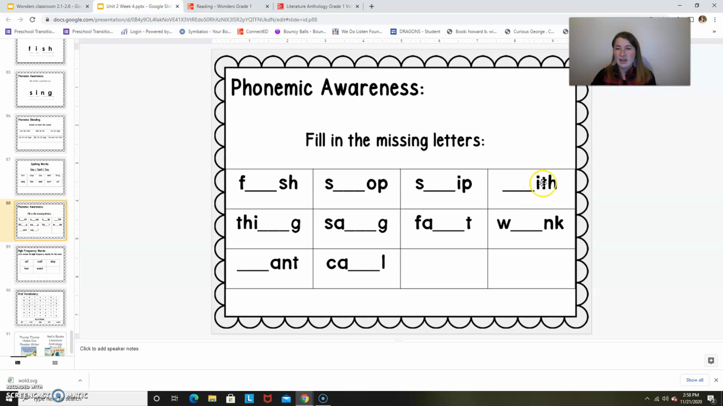We have I. What letter are we missing? You said W. You're right. With. Good job. We're missing a buddy letter right here. You said N-G. You're right. Thing. Good job. Missing another buddy letter here. You said N-G. You're right. We were missing that buddy letter. S-A-N-G. Sang.